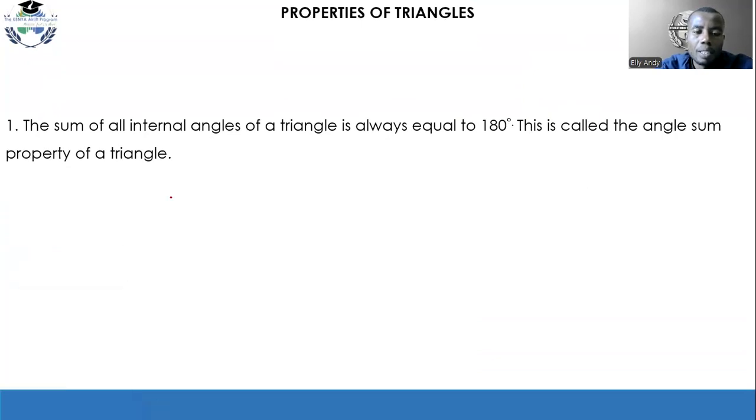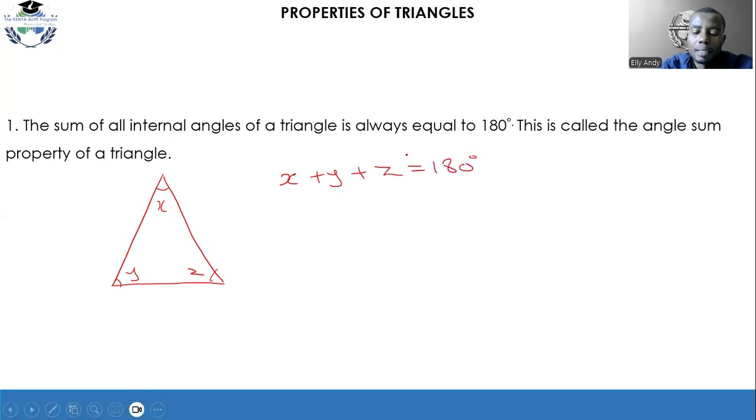So if you have a triangle like this, let's just sketch a generic triangle because this property applies to all triangles. So if you have the angles X, Y, and Z, then what this property is saying is that X plus Y plus Z sum up to 180 degrees.